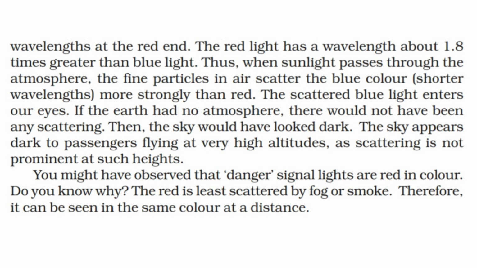You might have observed that danger signal lights are red in color. Do you know why? Because red is the least scattered by fog or smoke. Therefore, it can be seen at a distance and appears very bright. It has a large wavelength. If it has a large wavelength, there is less scattering; if it has a small wavelength, there is heavy scattering. So the intensity of scattering of light is inversely proportional to the wavelength.